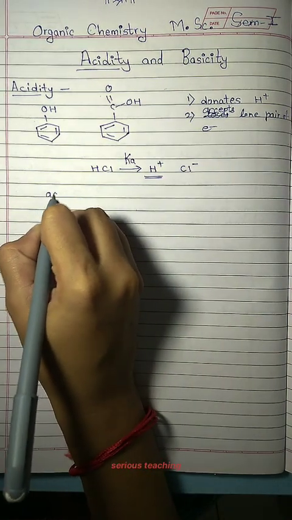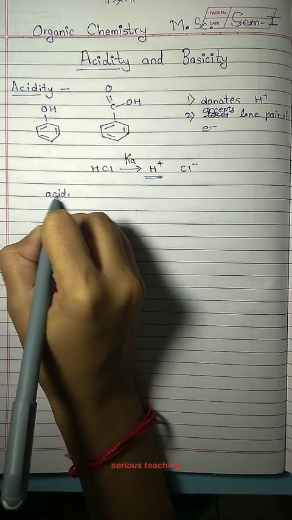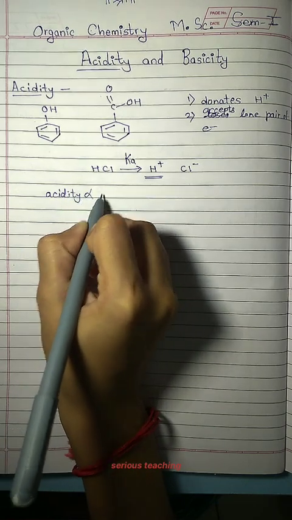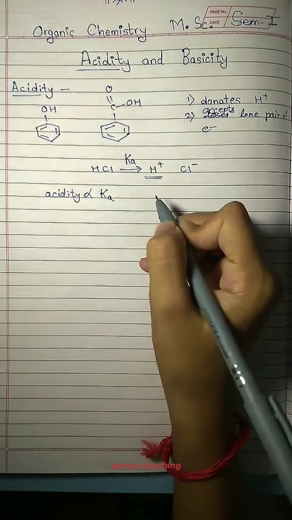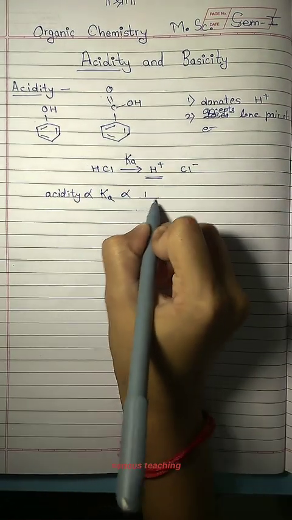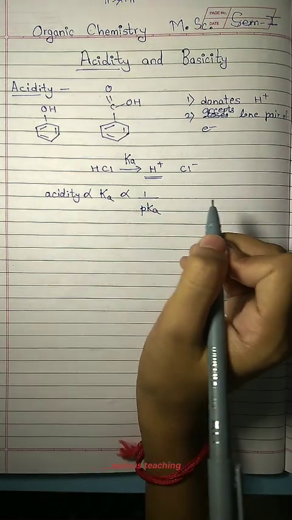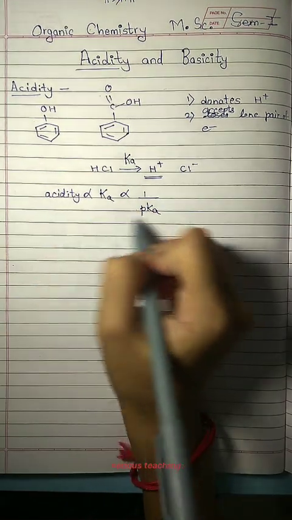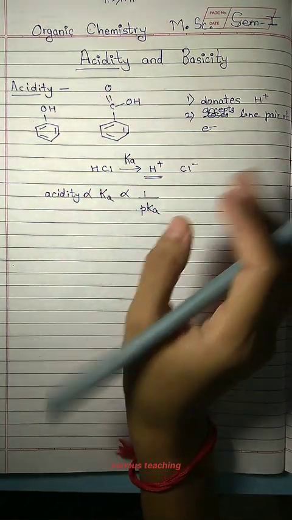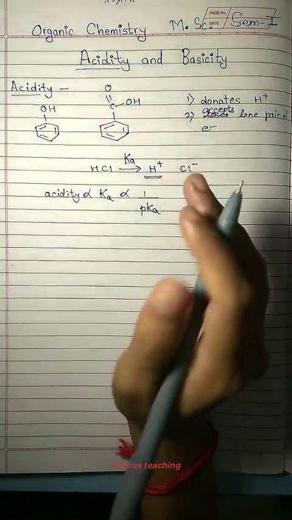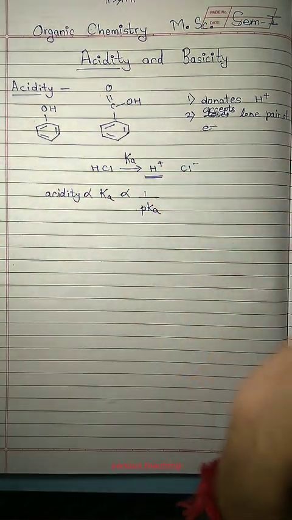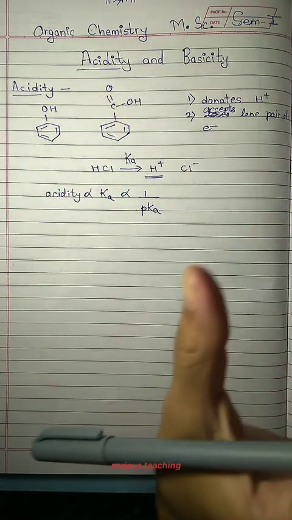So if a compound is more acidic, then its Ka value will be higher and its pKa value will be lower. That means acidity and pKa values are inversely proportional. So this is the basic concept. We know this from 11th and 12th level. Okay. So we have to now solve questions depending on this acidity.